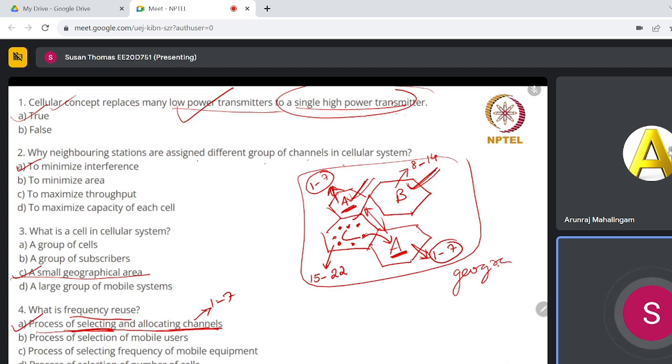So the concept of frequency reuse is the process of using the same radio channel for two different cells within the same geographical area, but the distance between those two cells will be designed such that there will be minimal interference. So that is what I wanted to convey about frequency reuse.